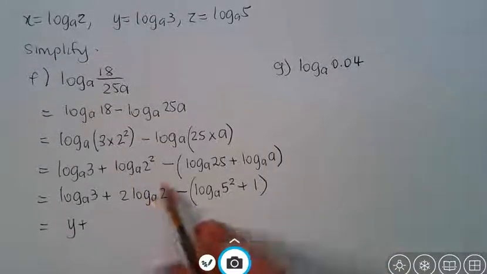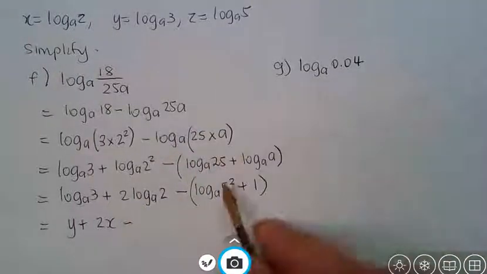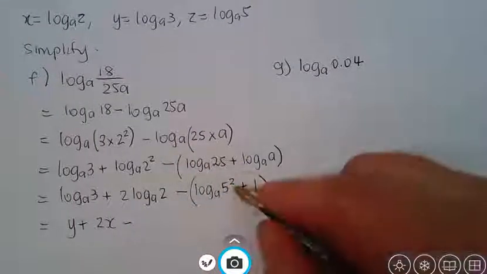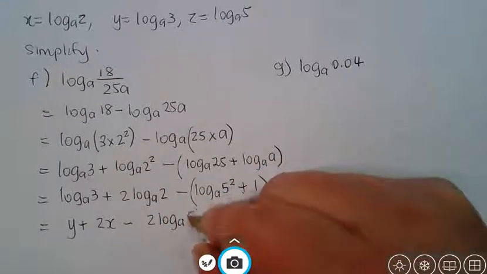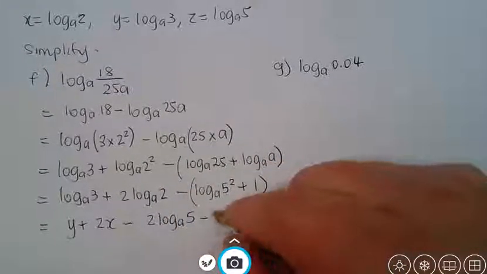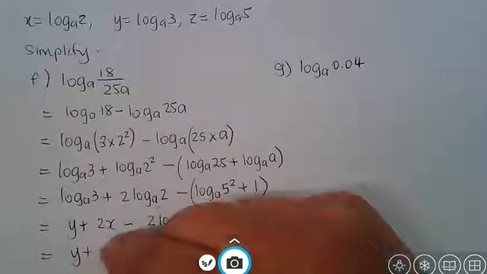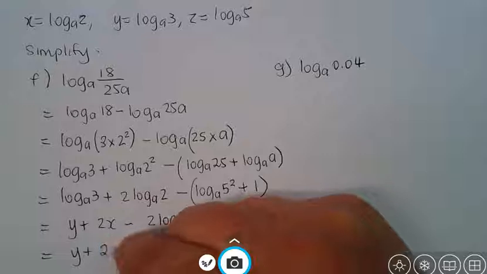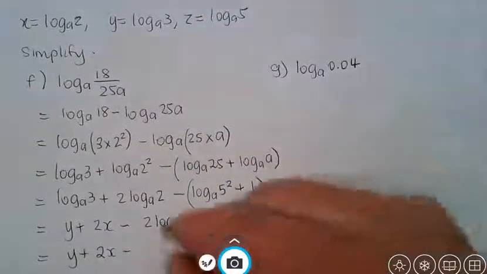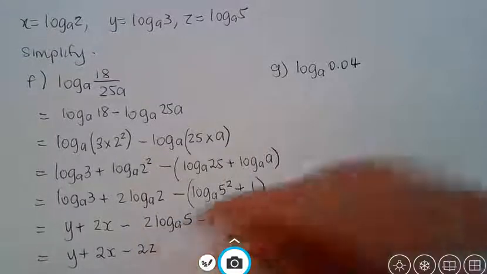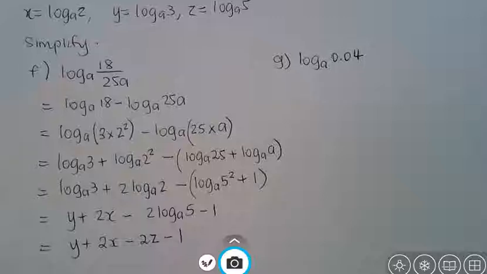Now log to the base a of 2 is x, so it's y plus 2x, minus, now I'm going to open my bracket up, but I'm going to bring this 2 to the front. So it's 2 times log to the base a of 5, and opening up the bracket, I get minus 1. So we're nearly done. It's y plus 2x minus, now log to the base a of 5 is z, so it's minus 2z, so that's 2z, take away 1. Right, that was a little bit tricky.